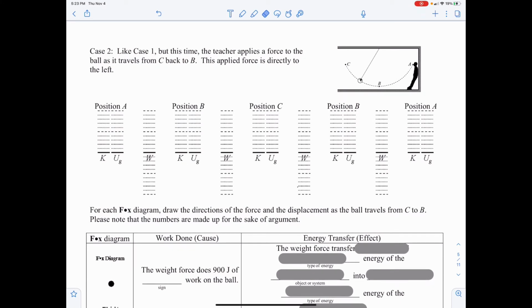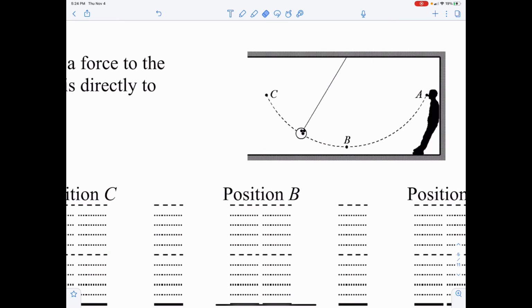Case 2. Like in case 1, the teacher applies a force to the ball as it travels from B to C. So in other words, the teacher applies a force when the ball is swinging downward from point C to the lowest point B. The force applied is directly to the left, meaning when the ball is right here, a force is applied in that direction there.